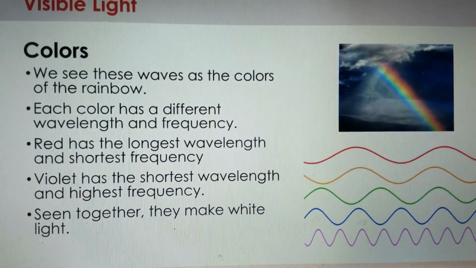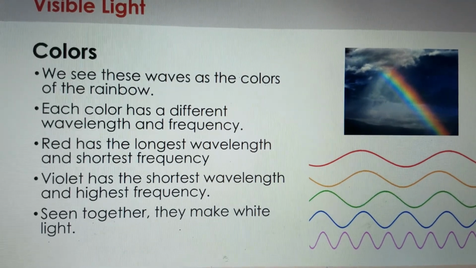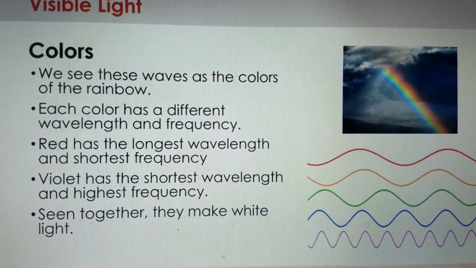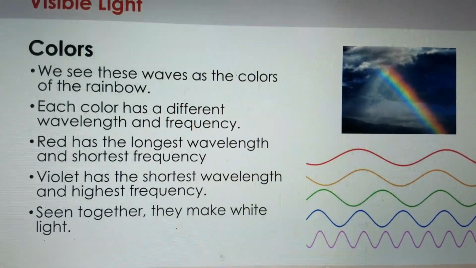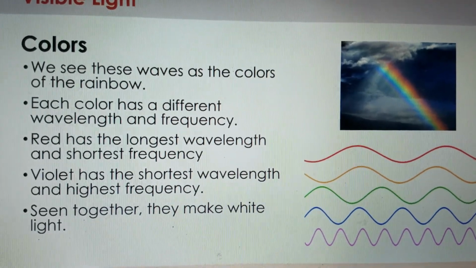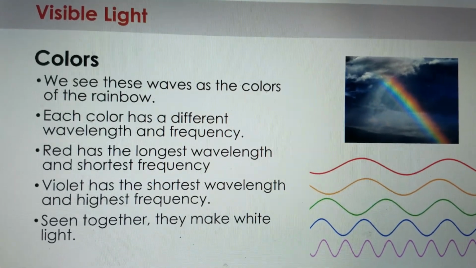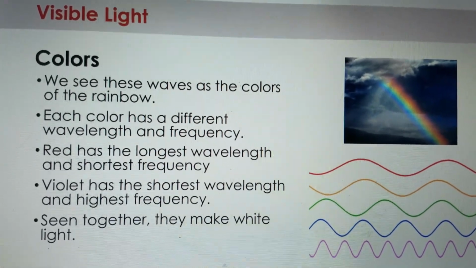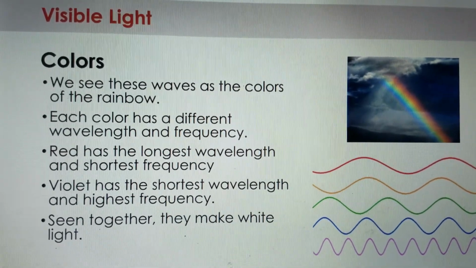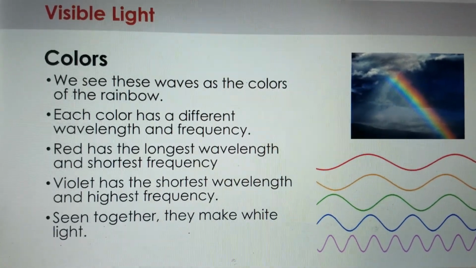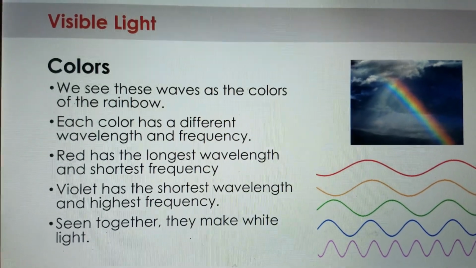If you look here, you see that red has the longest wavelength, which means that it has the shortest frequency. So red is actually the least energetic color, whereas violet has the shortest wavelength of the visible light spectrum and therefore the highest frequency. So violet is the most energetic of the colors in the visible light spectrum. When we see all of these colors together, we see them as white light.